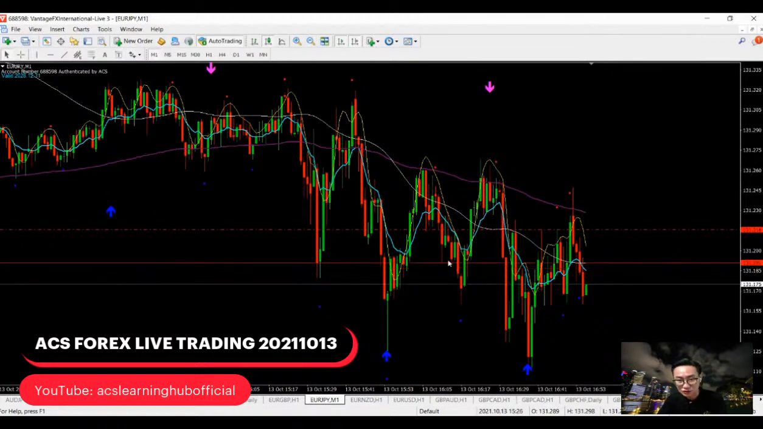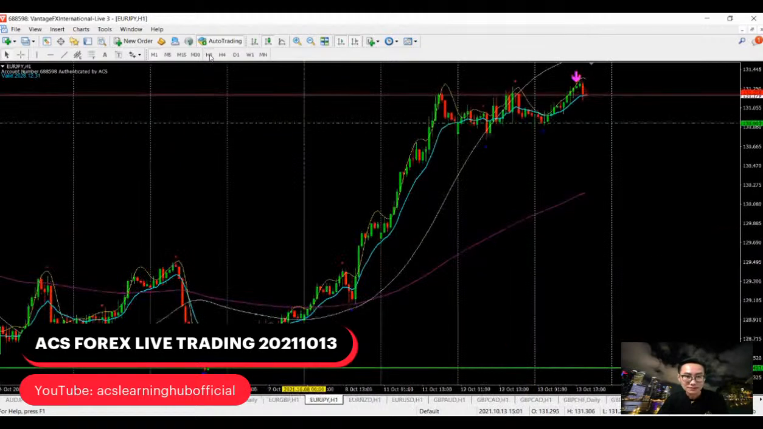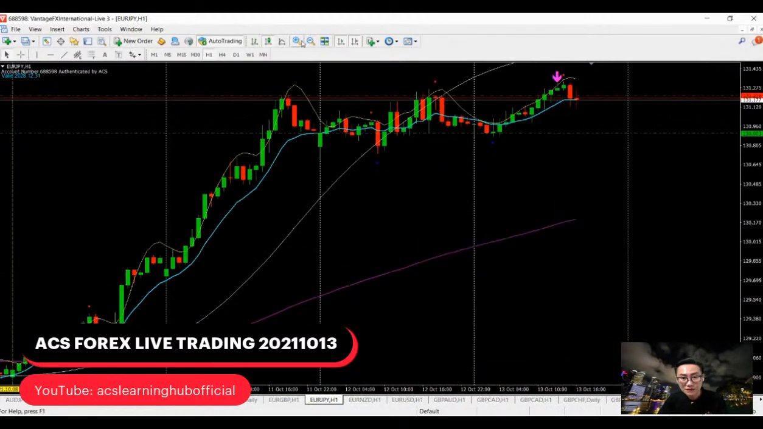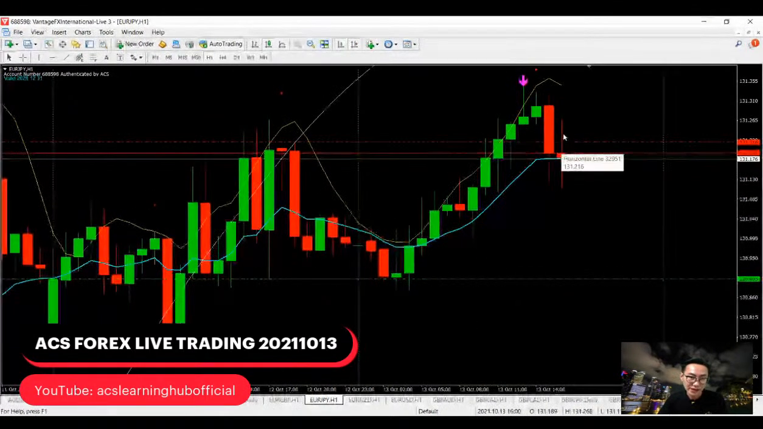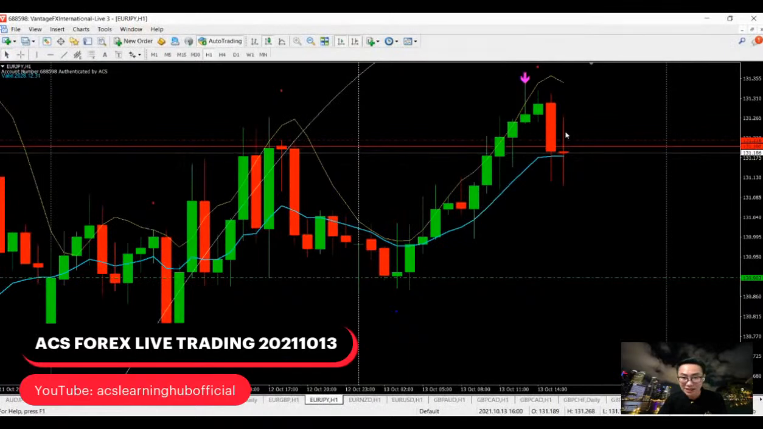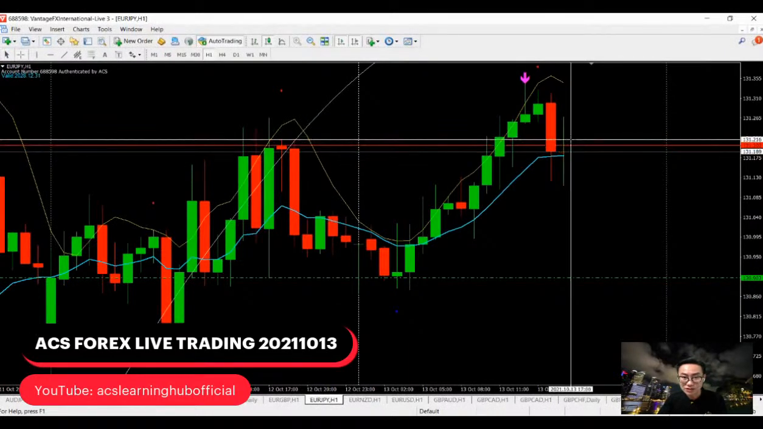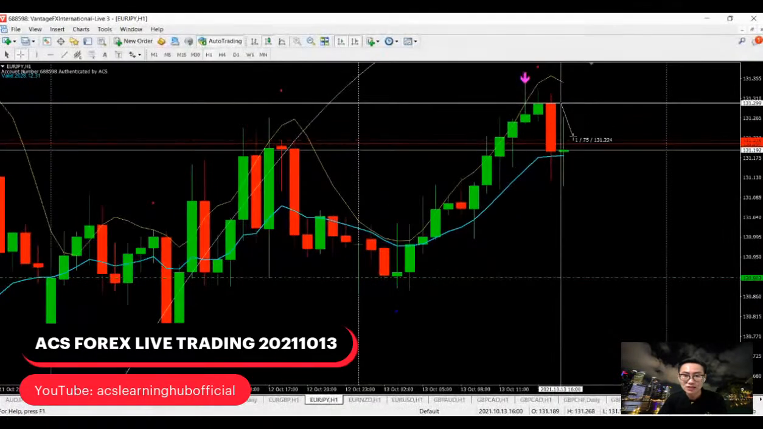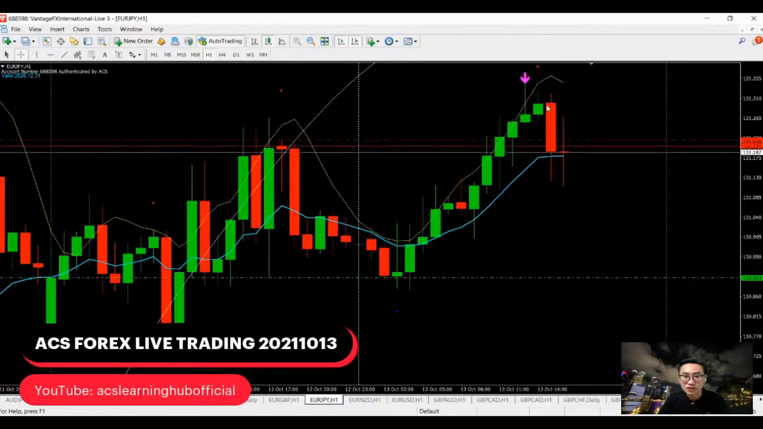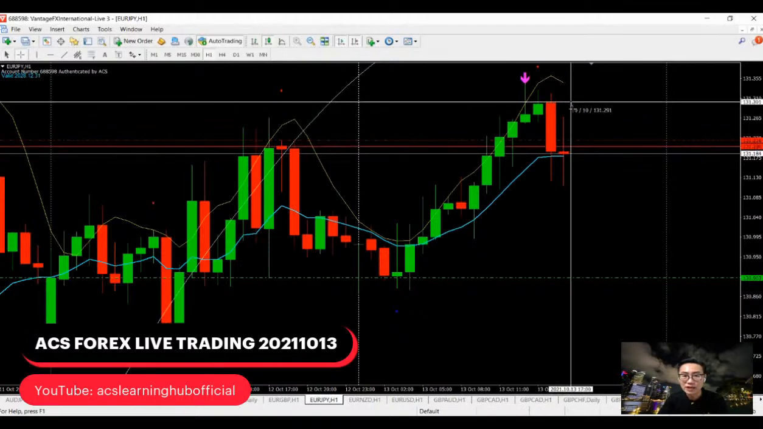Let's say this is my entry point. It's very clear that if it doesn't continue to short and it tries to break, and it actually breaks the resistance here, then as you can see, if it's moving towards the resistance over here to break, we are only about 8 pips away.